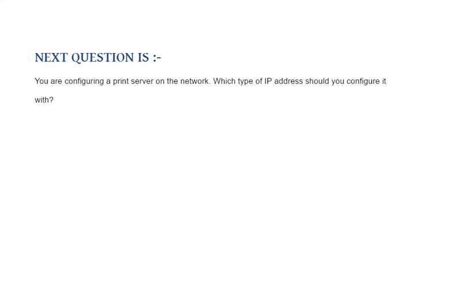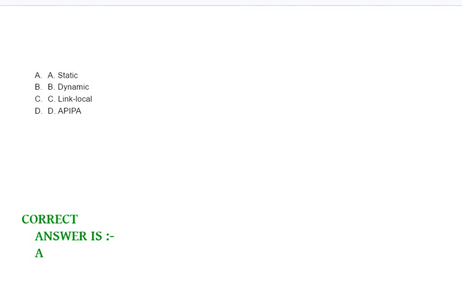Next question is, you are configuring a print server on the network. Which type of IP address should you configure it with? Option A. Static. Option B. Dynamic. Option C. Link local. Option D. APIPA. Correct answer is option A.